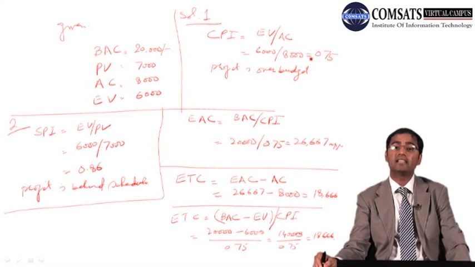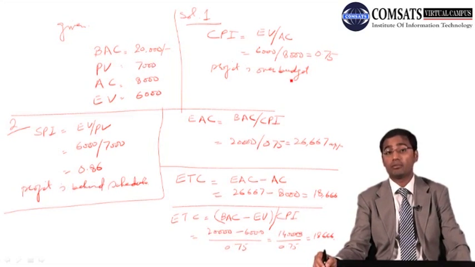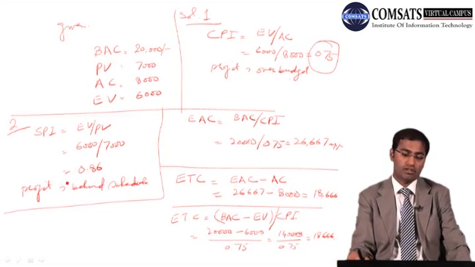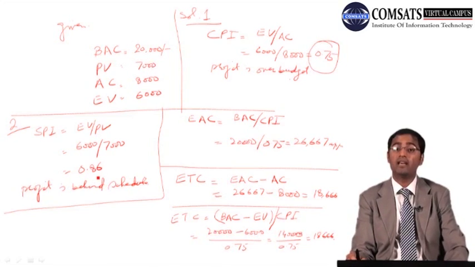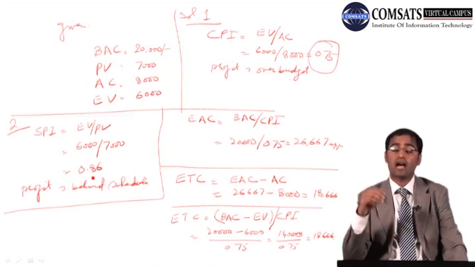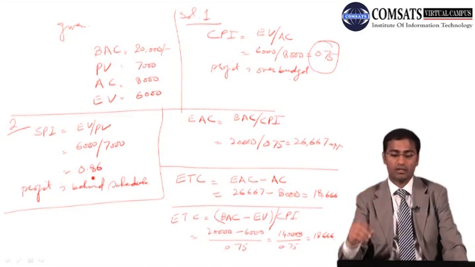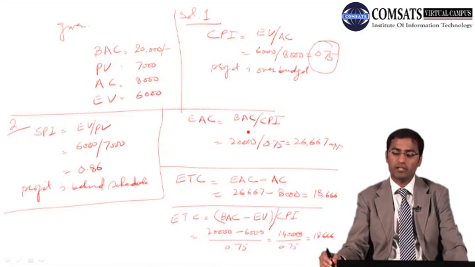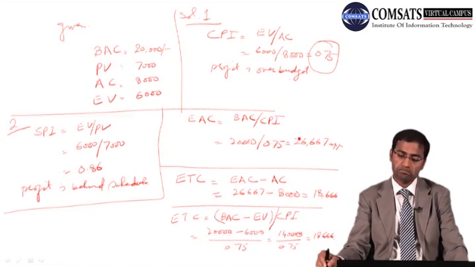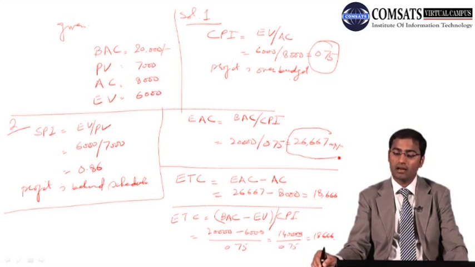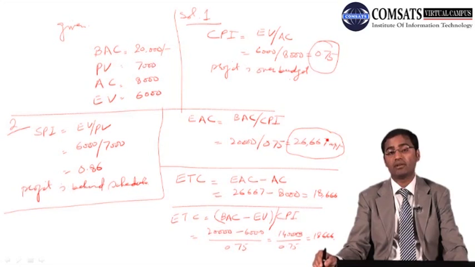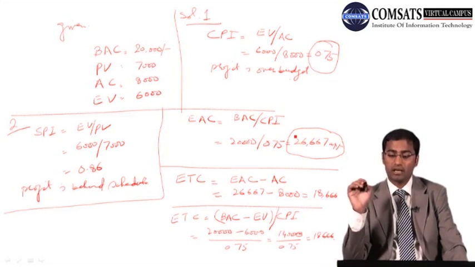So our CPI is less than 1, and hence the project is over budget. Okay, and we are using resources up to 75% as far as cost is concerned. The project is behind schedule as far as SPI is concerned, because SPI equals 0.86, and we are using time resources up to 86%. Okay, and EAC, estimate at completion, as far as cost is concerned, the project will be completed in 26,667 rupees if the units are in rupees.